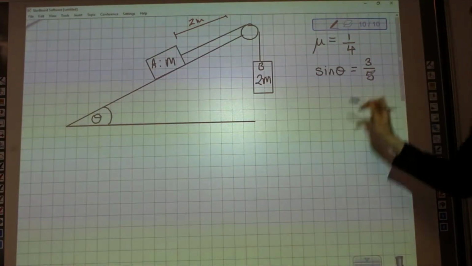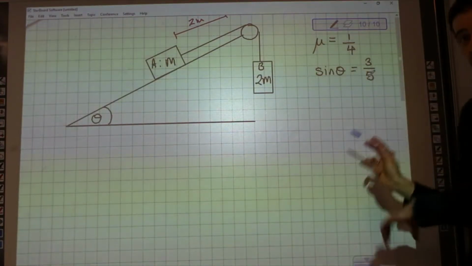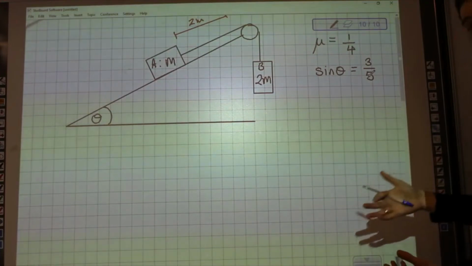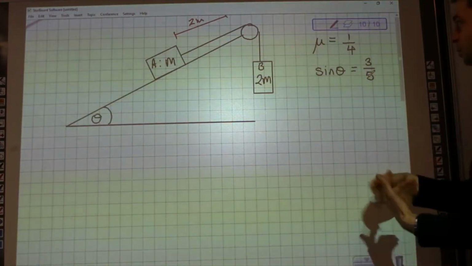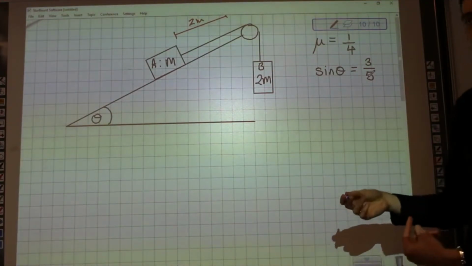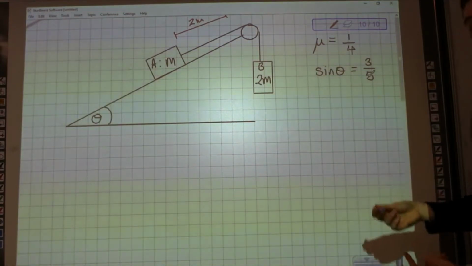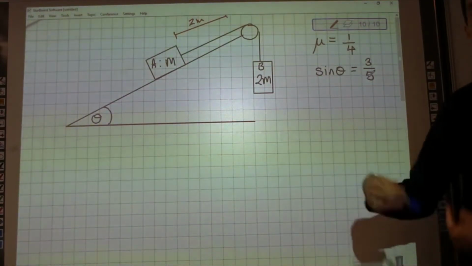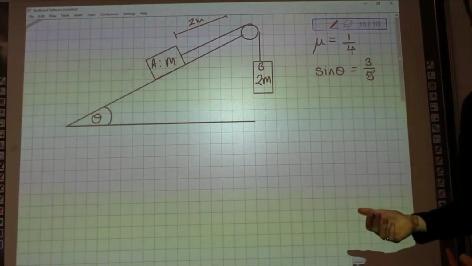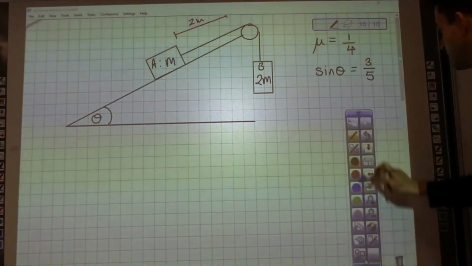Now what you don't want to do with that information is inverse sine to find theta, because it's not really a very nice number, and it will just mean you've got more and more decimals to deal with in your calculations. What you need to do instead is to find the exact value of cos theta, because that's what we're going to use in our calculations.